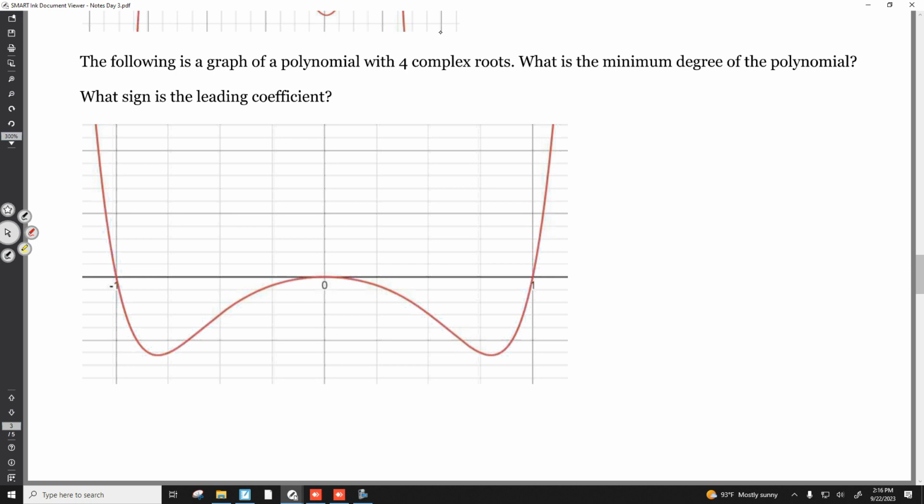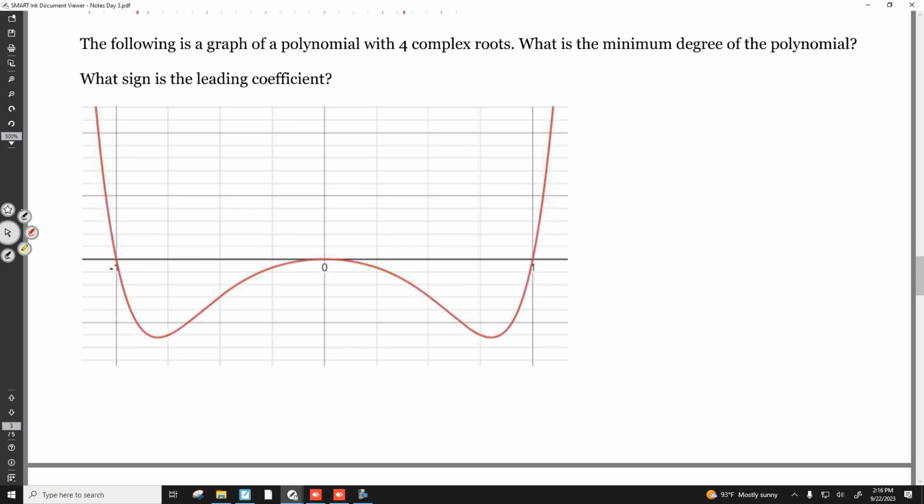This polynomial has 4 roots. What is the minimum degree of this polynomial? 1, 2, 3, 4, 5, 6, 7, 8.